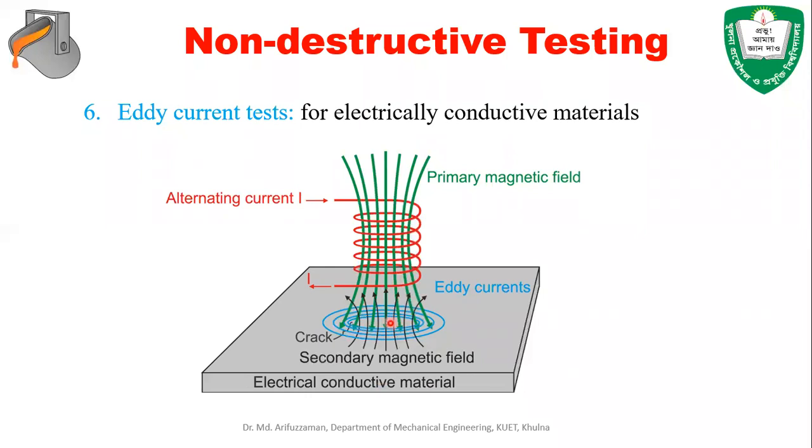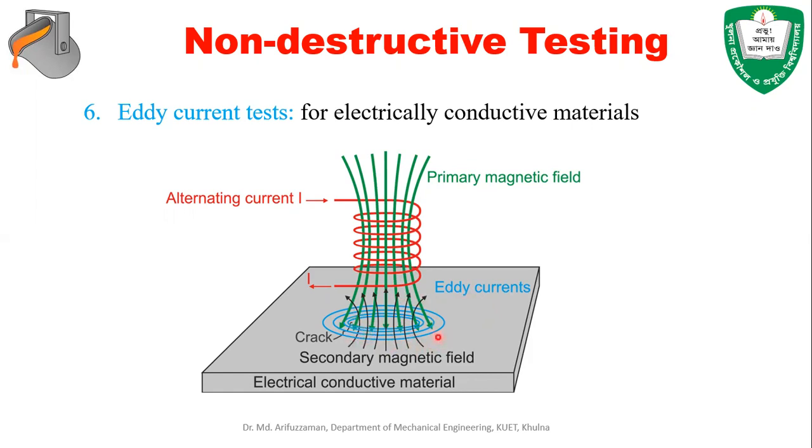That means you apply the alternating current using a coil, and then you get a primary magnetic field, and when the magnetic field is close to the surface, a secondary magnetic field will be created, and because of that secondary magnetic field, there will be eddy current created on the surface.